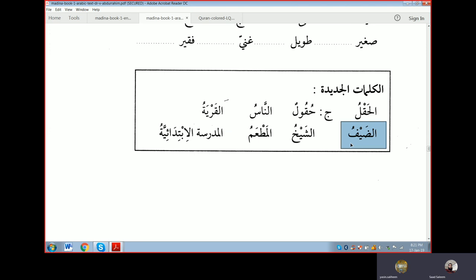Ad-daifun, guest. Ash-shaykhun: a Shaykh means a respected man, an elder man, sir. In English we say sir, and in Arabic we say sheikh. MashaAllah. Al-mat'amu, restaurant, food place, correct?